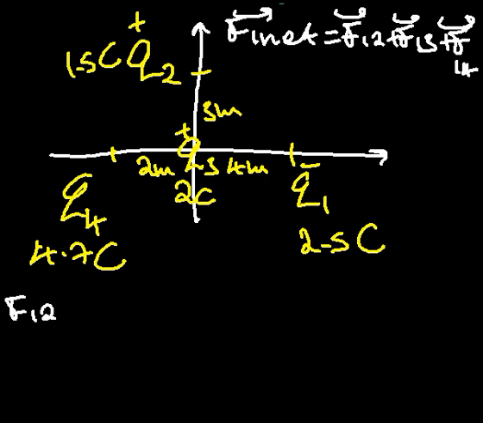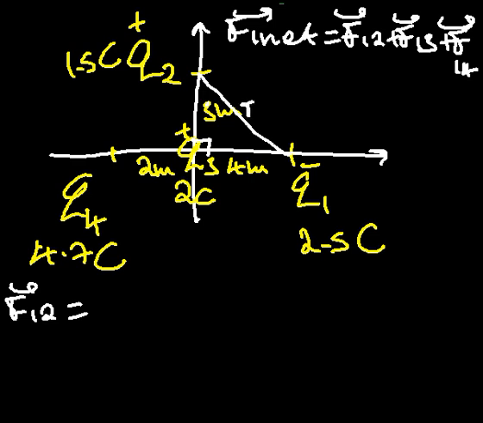What is F12? It is the force between charge 1 as well as charge 2. So this is the charge 1, then this is the charge 2, and this is the separation distance between the two charges. We don't know what this separation distance is, but what we have here is a right angled triangle. We're going to use the Pythagoras theorem in order to find this separation distance.